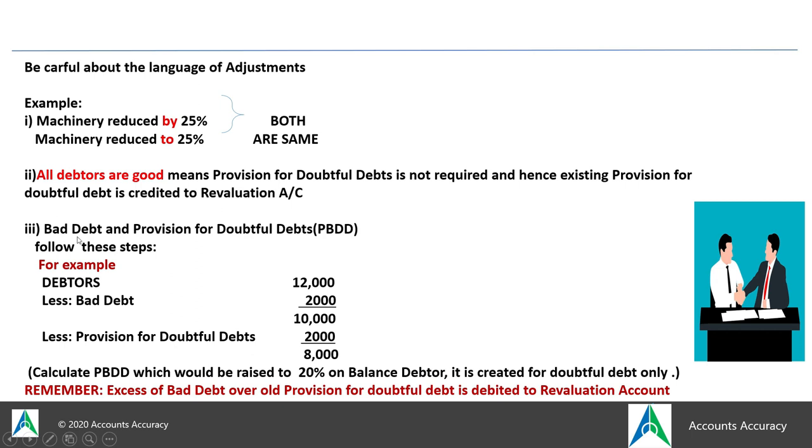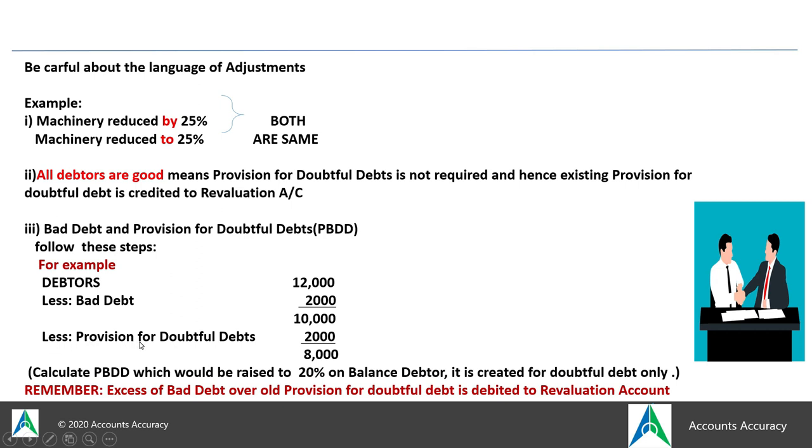Next, if you get bad debt and provision for doubtful debt, then you need to follow these steps. First of all, you will be required to deduct the bad debt value from the total debtors provided. And you very well know who debtors are. Debtors are those who owe money to the company. Now, if some of the debtors are found bad, that means they failed to pay the money, that becomes a loss for the company, and that's why the amount of total debtors will be kept as 10,000.